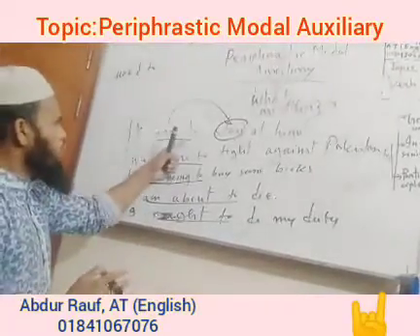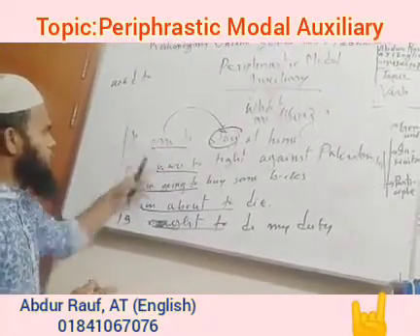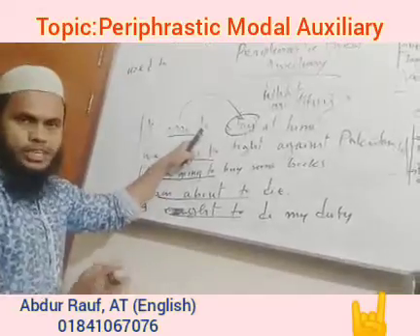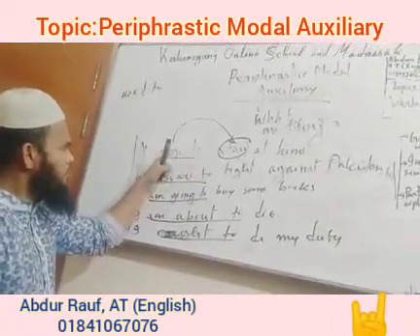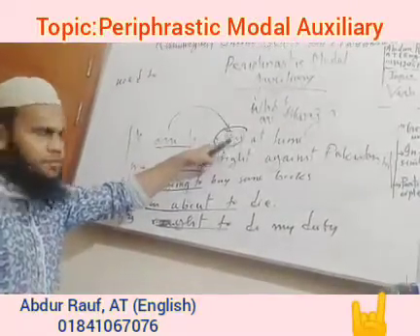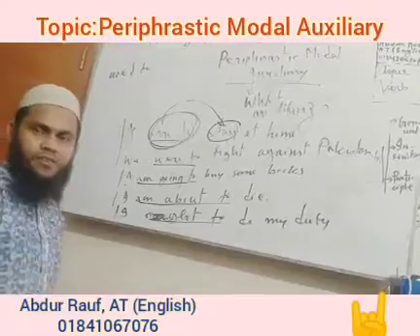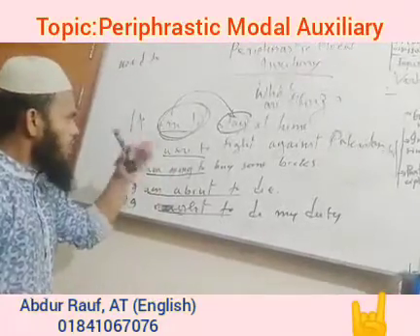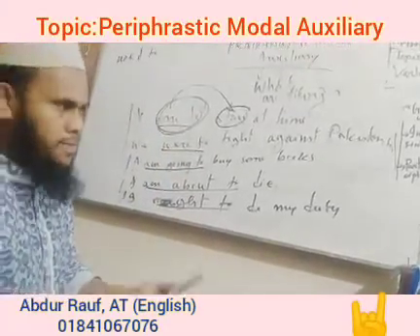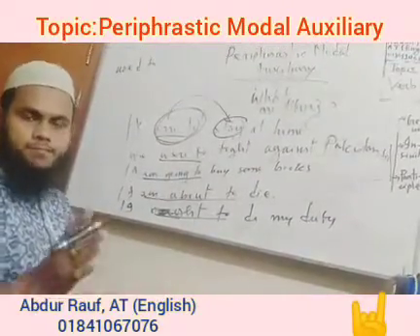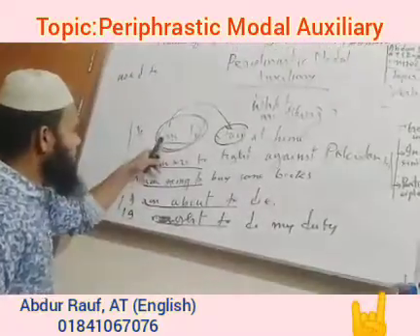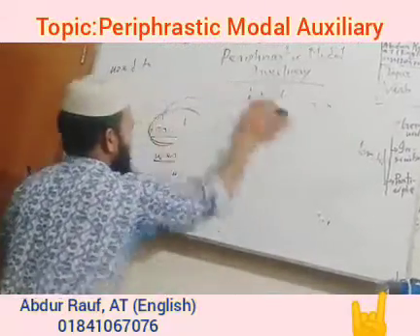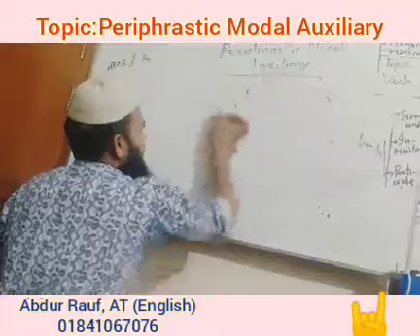That means whenever to is used after an auxiliary verb, suppose be to or be going to, whenever to is used after a verb, and these two, the verb and to, are used before a principal verb, these adjusted be verbs are called periphrastic modal auxiliary. And we are using such kinds of sentences again and again in our text passages, and in speaking. So this is am to, is to, are to, was to, were to, and that means we can divide them into 6 parts.